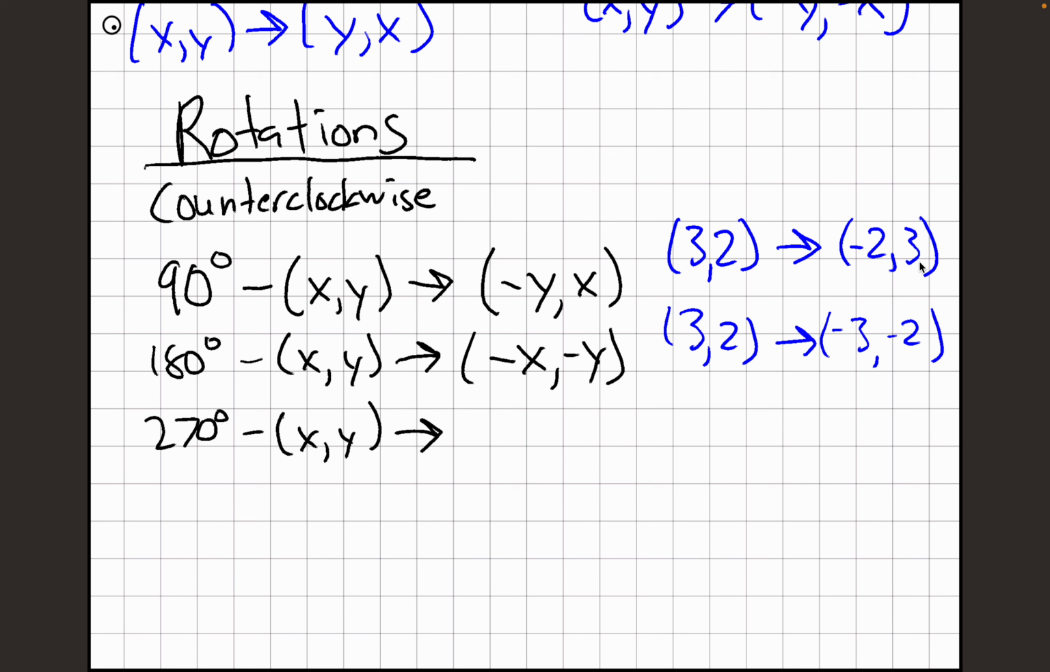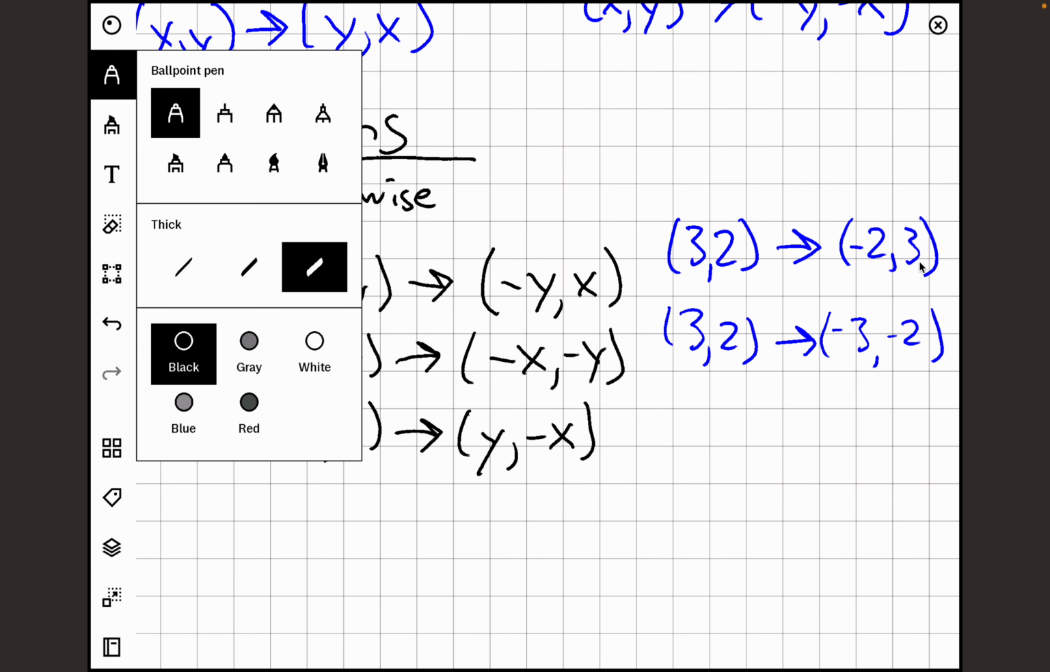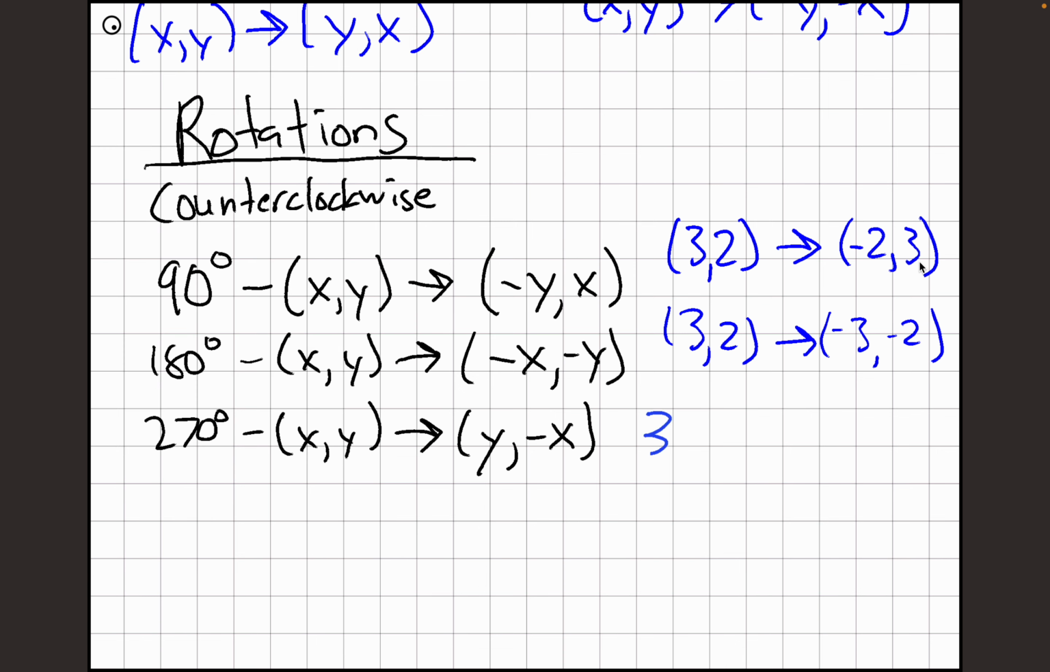Okay, and this is going to be y, negative x. So again, if I have 3, 2, what are my new coordinates? 2, negative 3. Okay? This is all counterclockwise.